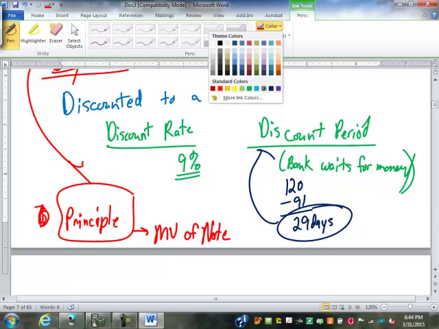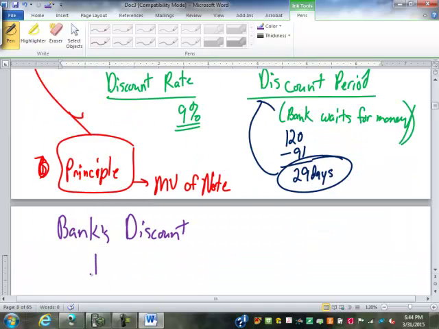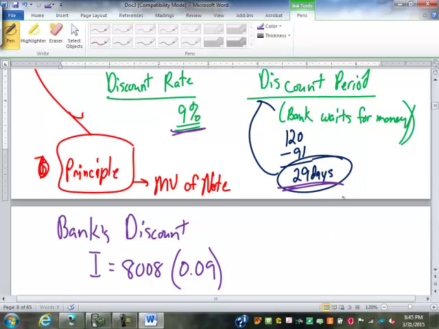So to figure out the bank's discount, we use the maturity value. Our principal is going to be the maturity value, $8,008. For the rate, they're going to use the discount rate, which is the 9%, so 0.09. And the time is the discount period, so 29 over 360.